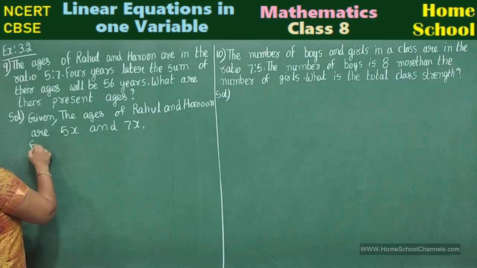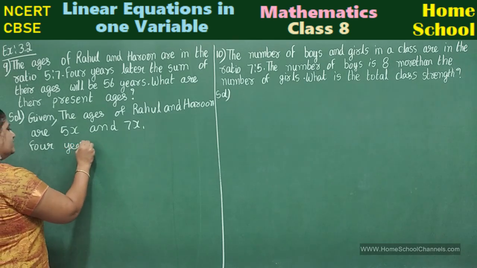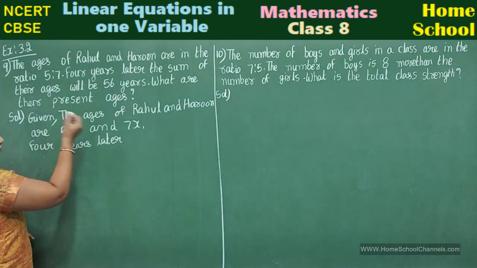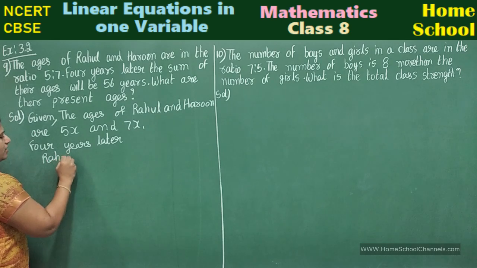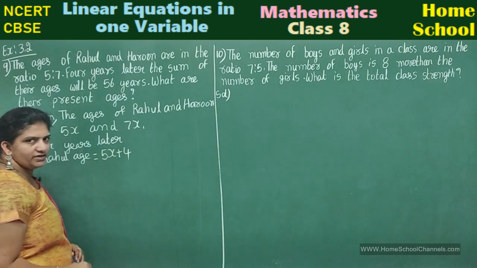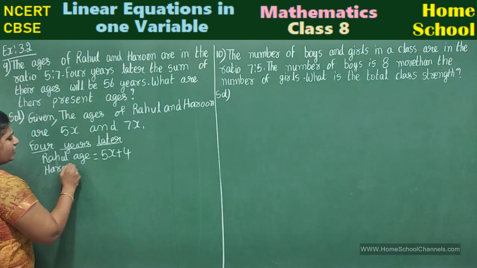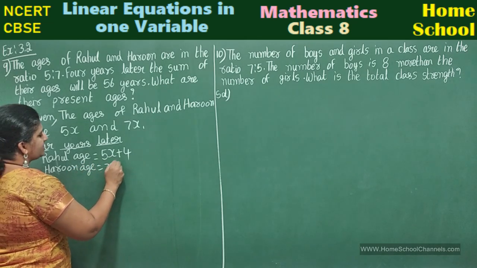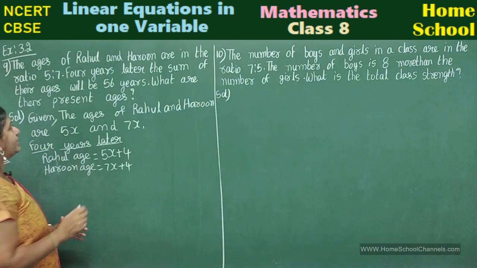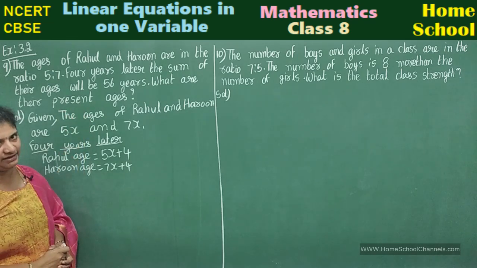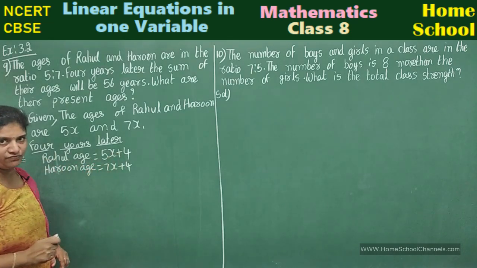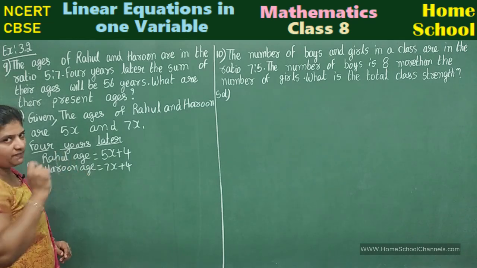4 years later. What is Rahul's age, 4 years later? Rahul age is equal to 5x plus 4 years. Next, Harun age is equal to 7x plus 4. Next point. 4 years later, the sum of their ages will be 56 years. So now, 4 years later, what is the age of Rahul? 5x plus 4. Age of Harun? 7x plus 4.